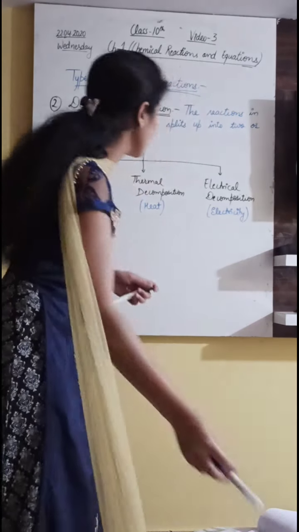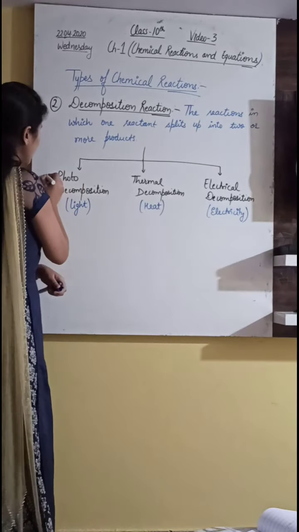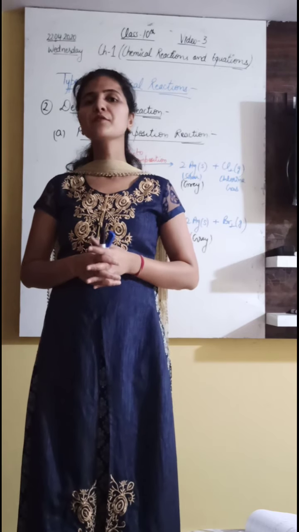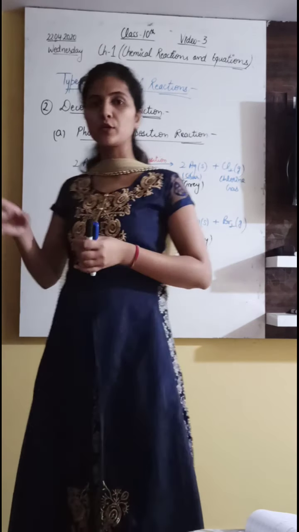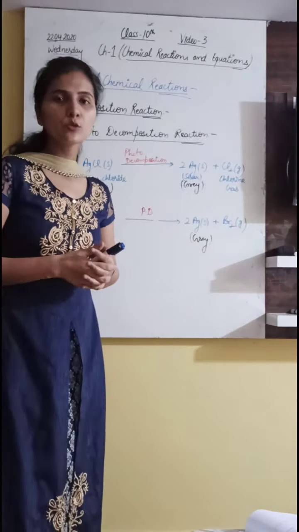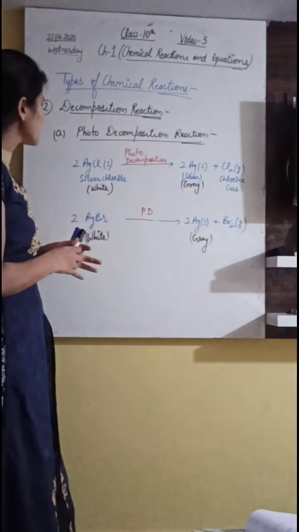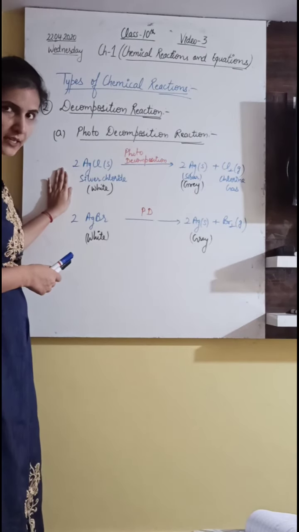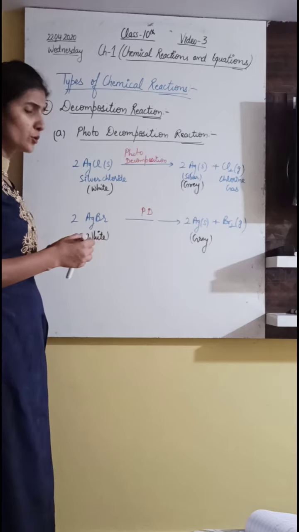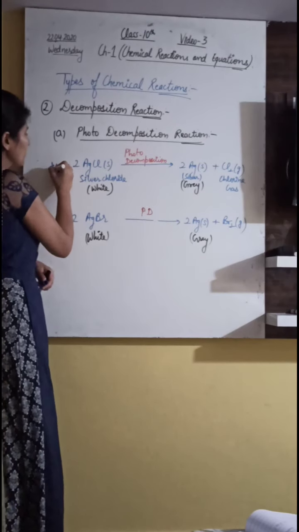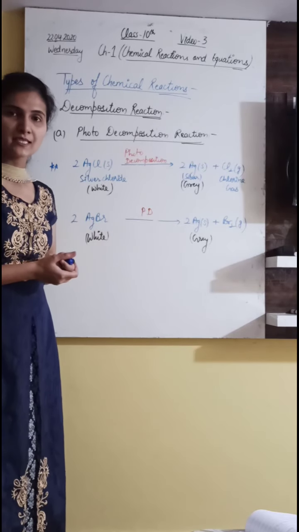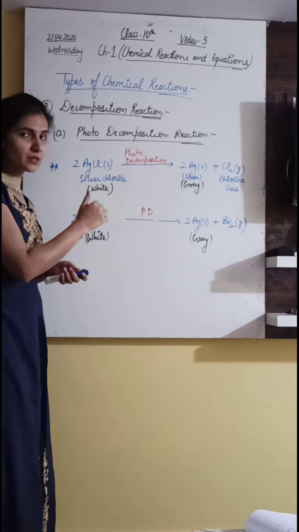So our first reaction is photodecomposition reaction, that is in the presence of light. Here we have the first type of decomposition reaction, where the reactant molecule splits up into two or more than two products in the presence of light. The best example for this is silver chloride. This example is present in the NCERT book also, and it is very important because it is asked many times in various types of questions, sometimes in pre-board, sometimes in board, sometimes in terminal exams. So many times this question comes in the exam.